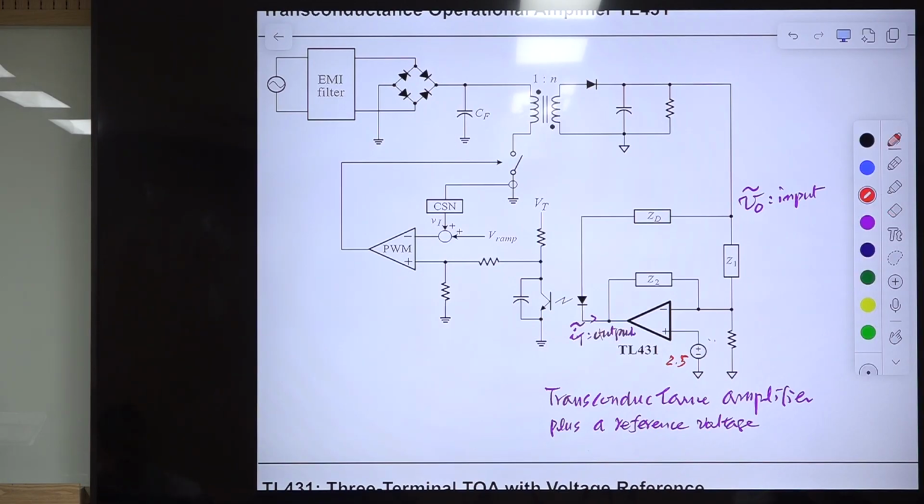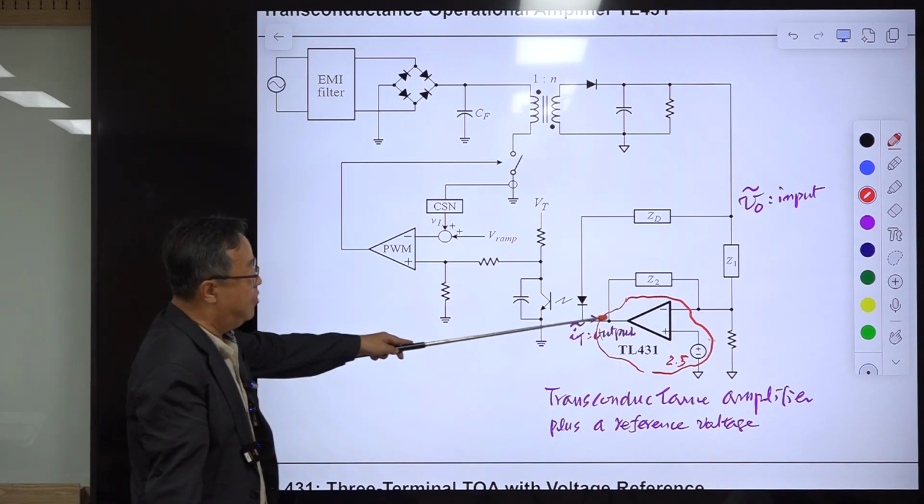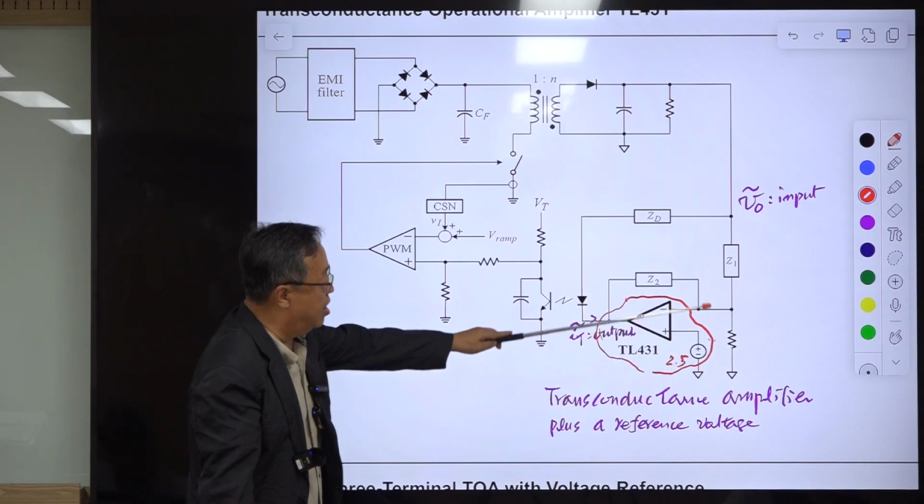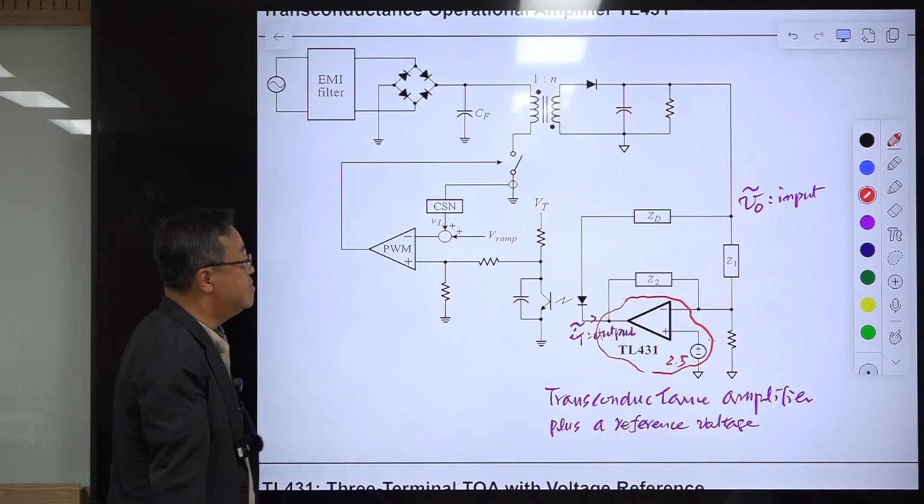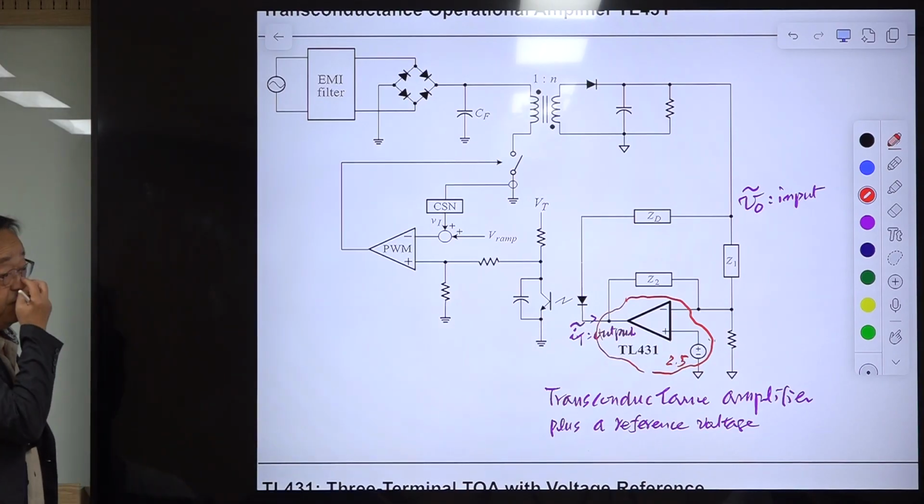TL431 is this one, including this reference voltage. This is the 3-terminal device. The terminals are called anode, cathode, and reference, something like that. All right. What is the transconductance amplifier?